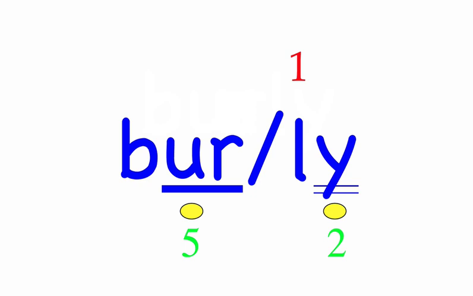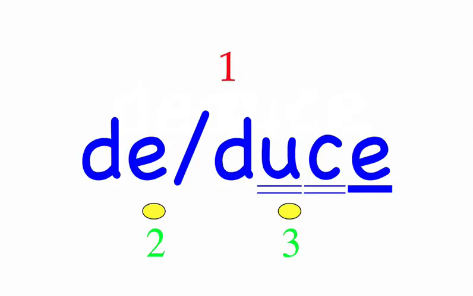Deduce. I can deduce from the facts what happened. D has 2 sounds. D, e. Deuce, 3 sounds. D, u, s. Deduce. Mark the word. Notice U is representing its second long sound here, so we double underline it. The second long sound for U is U.